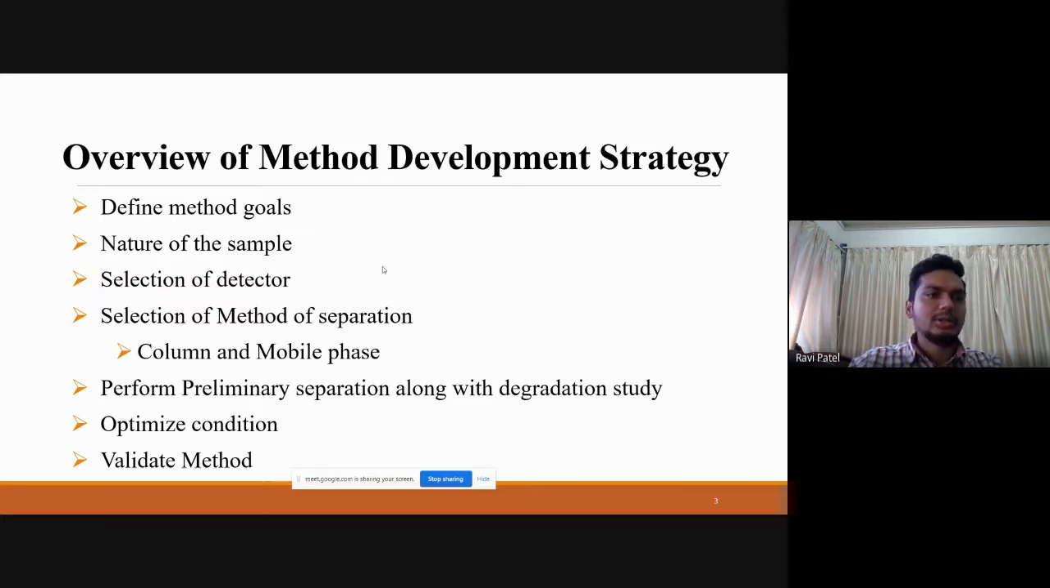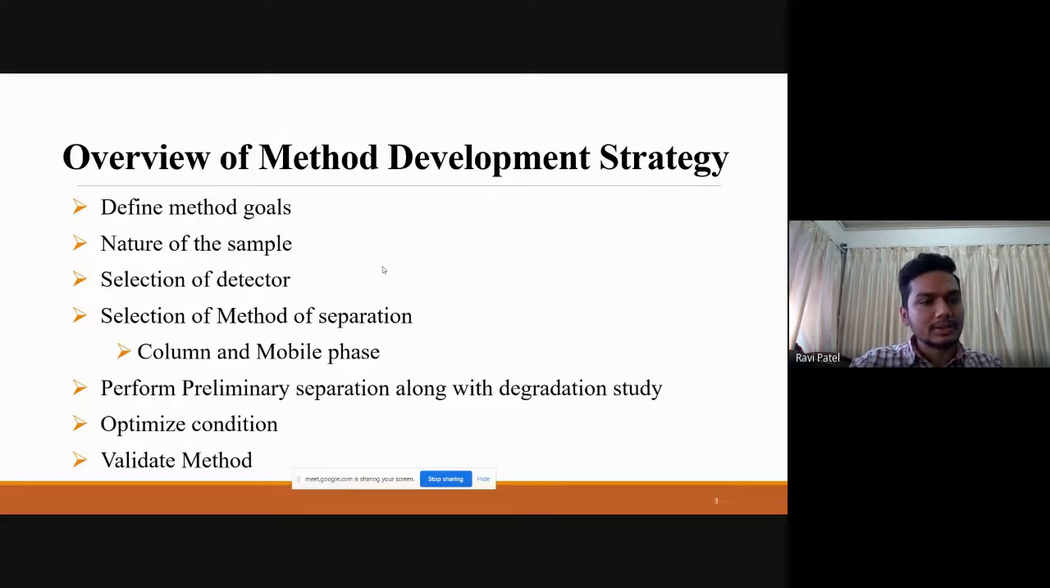The next thing is selection of detector. It generally depends upon the nature of your sample. If your sample doesn't have a chromophoric group and you select a UV detector, then you will not get any peak in your UV detector. So for that purpose, you have to select the refractive index detector if possible. According to the nature of your compound, you have to select a detector.